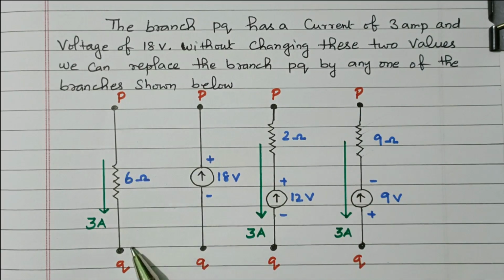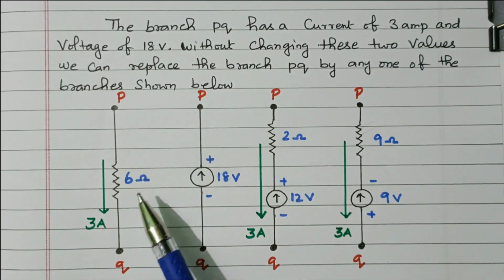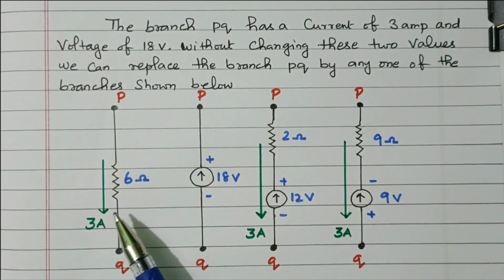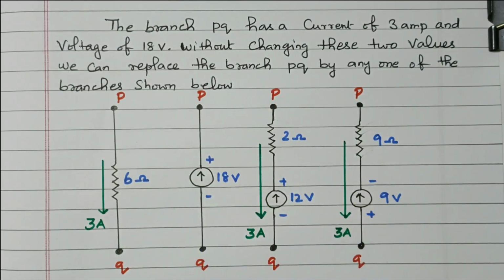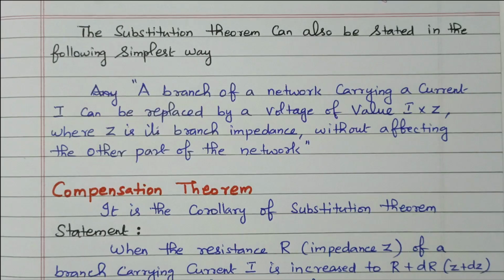So the original branch PQ with 6 ohm resistor and 3 ampere, that is a voltage drop of 18 voltage, is replaced with these 3 different possibilities. Now we will go for the further description.